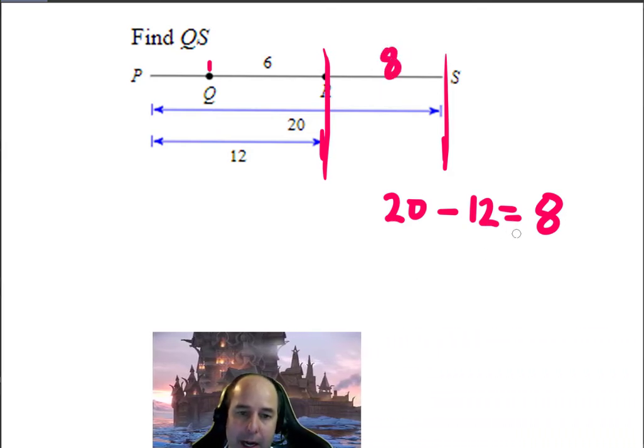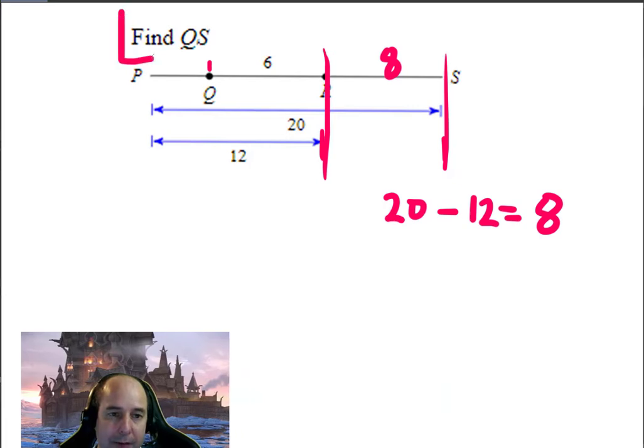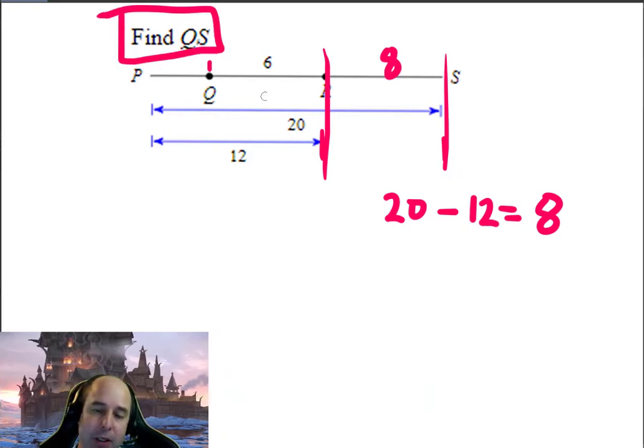Now if I wrote 8, I would be wrong, because they want me to find QS. So what I want to do is take this 8 units and add to it this 6 units.